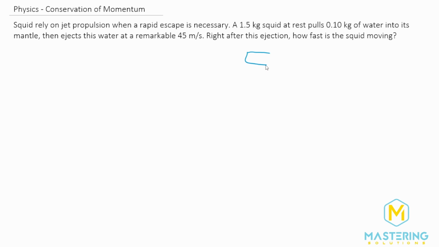So let's draw a little squid here. All right, so we have our little squid, and they talk about how what the squid does is it ejects a bunch of water, and it helps to propel it through the water to escape from a predator or whatever. So we're going to say that when the squid escapes, it's going to be going in the positive x direction. That's just how we're setting it for our problem, just so it's easier for us.